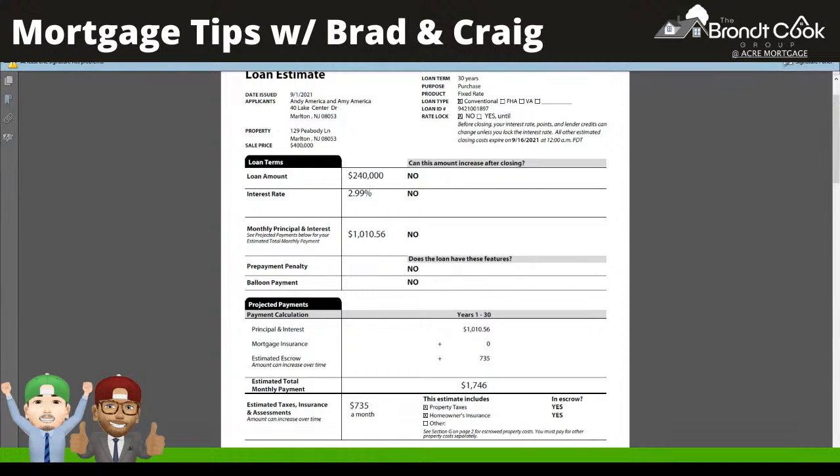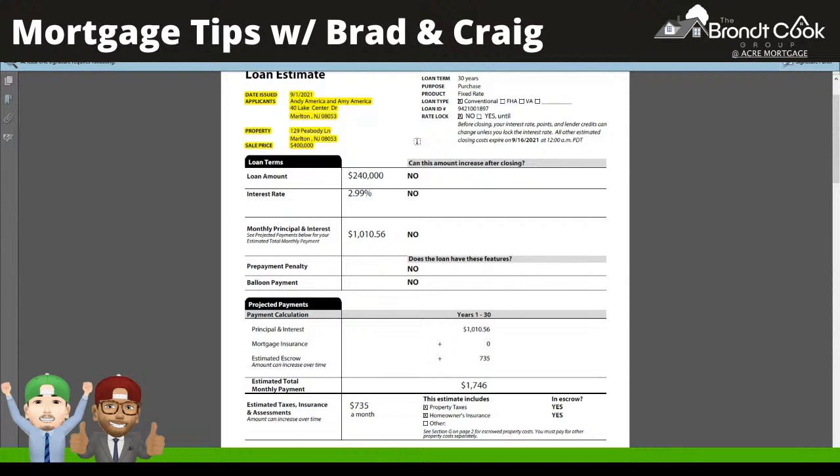At the very top you have some basic information about when the loan estimate is issued. We know that has to be issued within 3 business days of triggering an application. And this is all on the left-hand side. You have whoever is borrowing money, the applicants, the subject property, and the sales price.